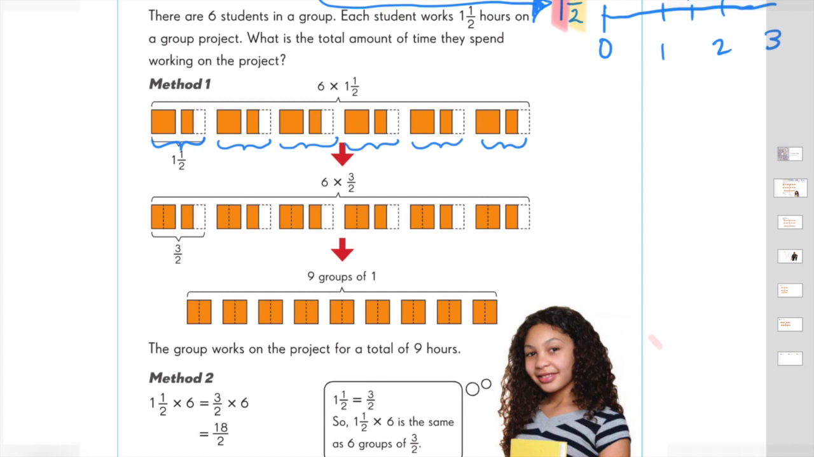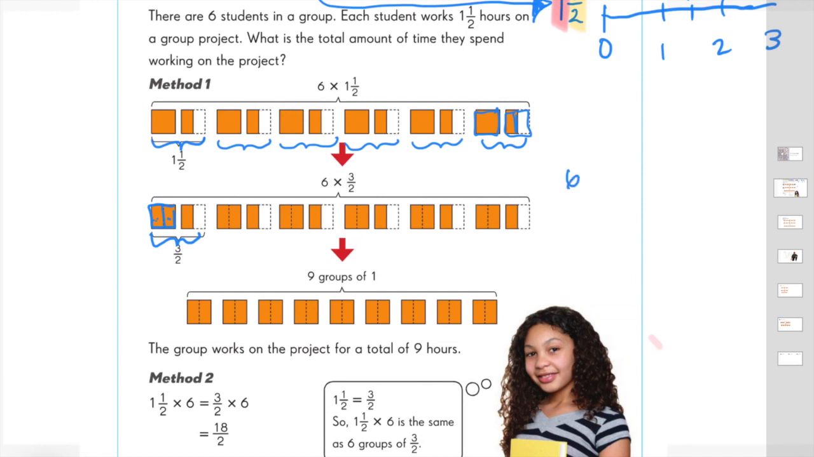And you can see the model of one whole and then half. So 6 groups of 1 1/2. Well, if we look at this, we can see that we're actually multiplying 6 times 3 halves because in one whole, there are 2 halves. And so 1.5, written as an improper fraction, would be 3 halves. So we can really say 6 times 3 halves.